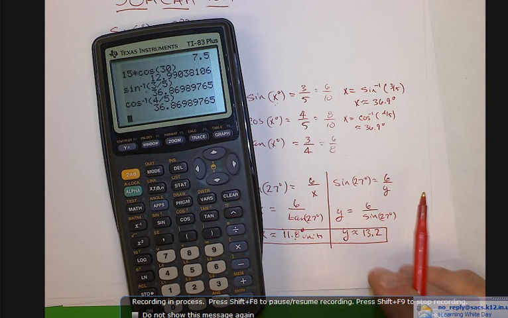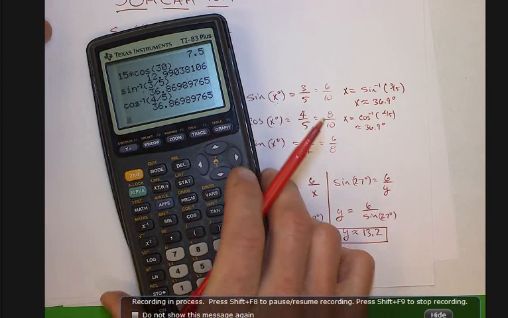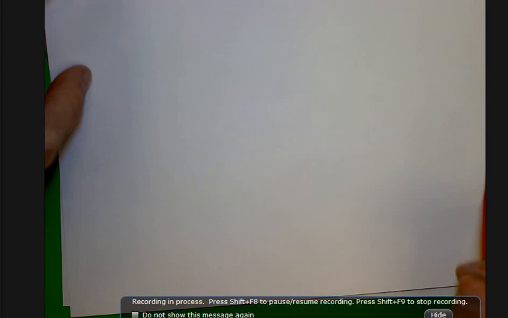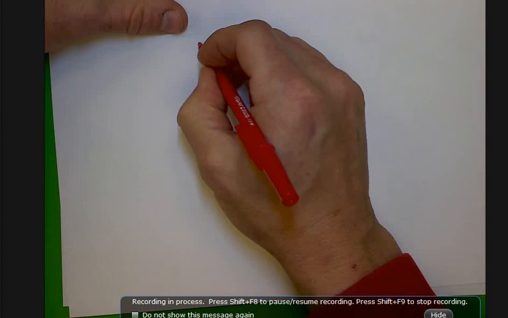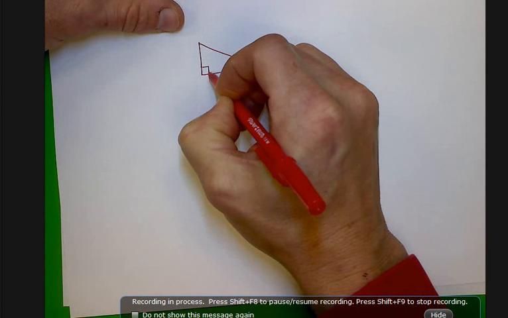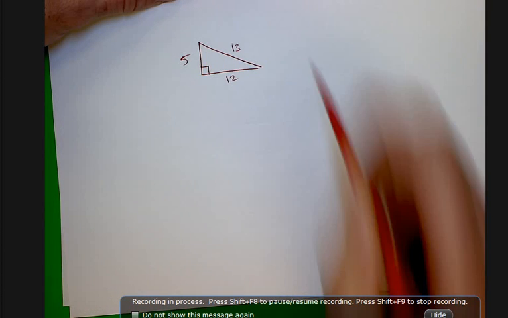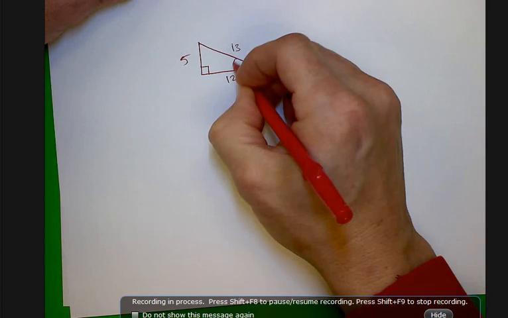A couple of problems that you could have. Here are some examples of problems you could have. We've already looked at a couple like this, but let me just give you two problems. 5, 12, 13. There's a right triangle. And I might want to say, what is this angle?